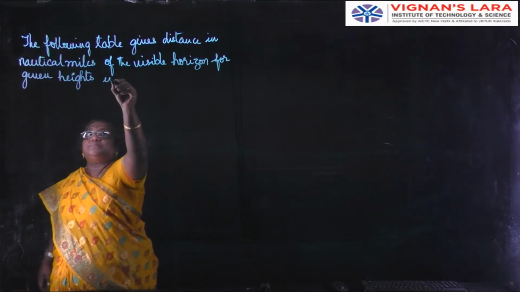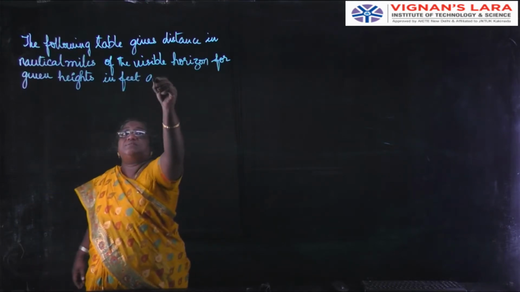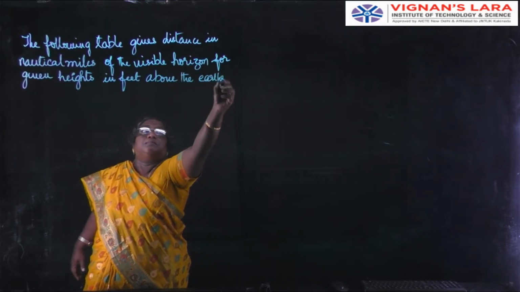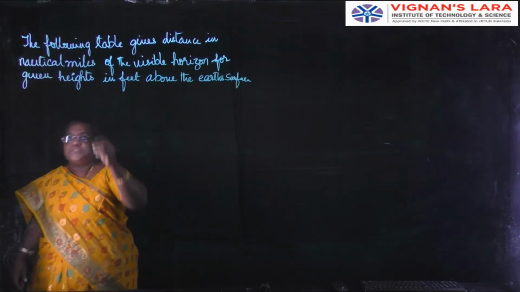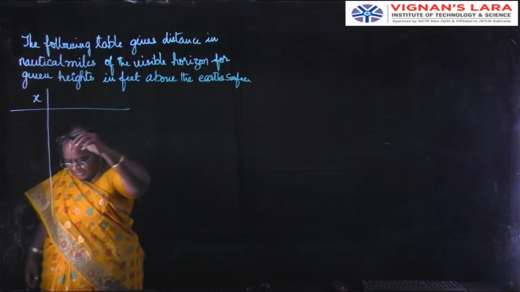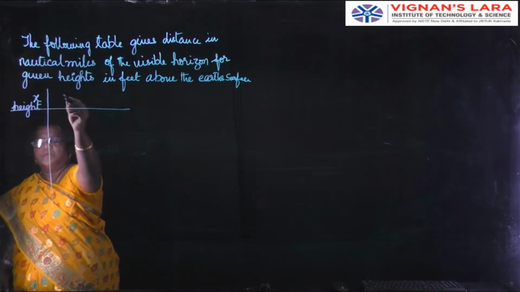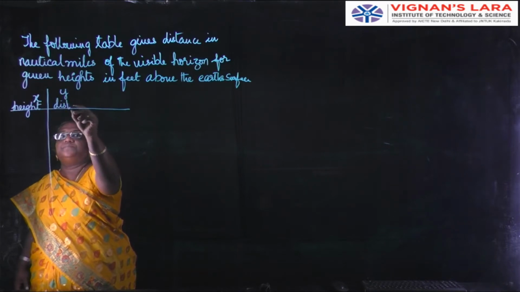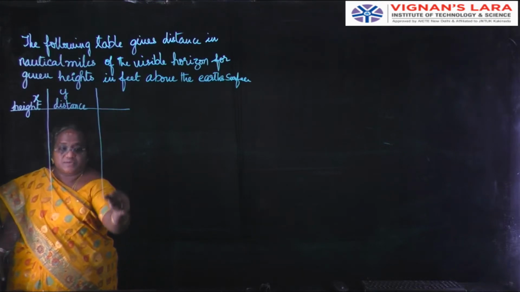In feet above the earth's surface. So this is the data given. I will write it vertically. X, it is height. And y, it is distance. So that is what is given for us here.